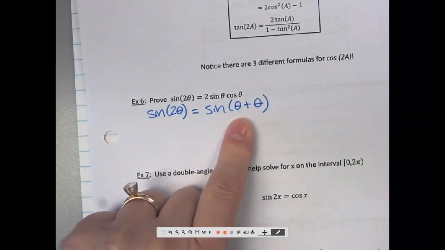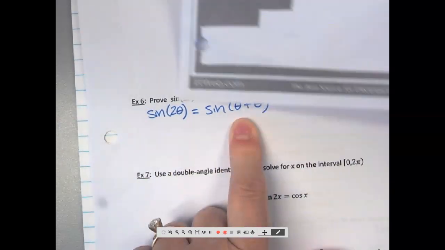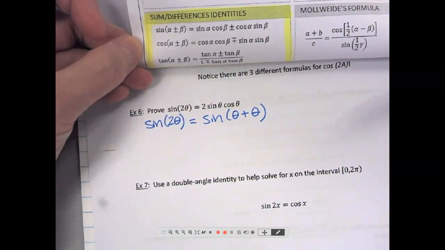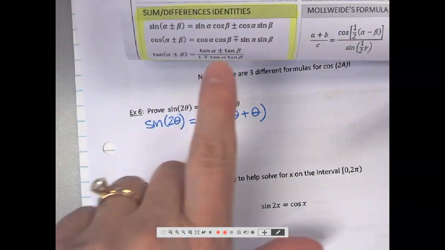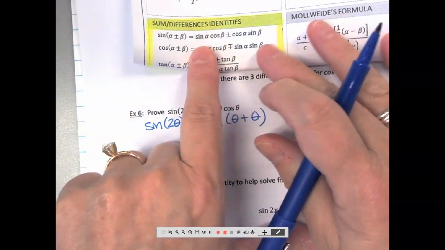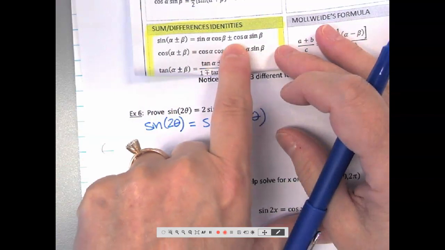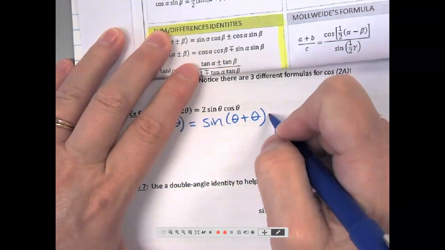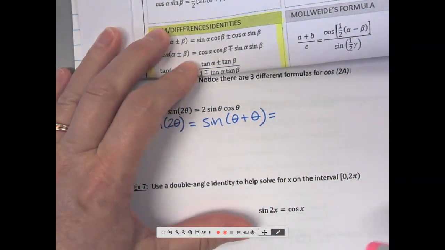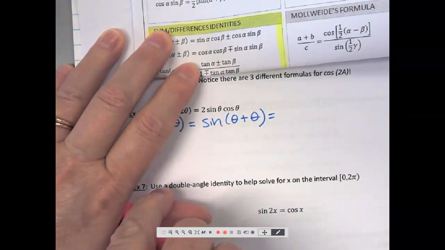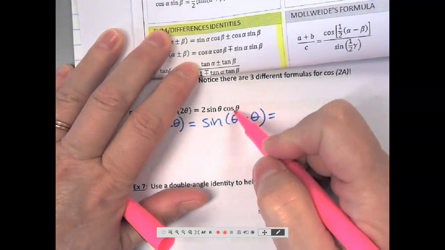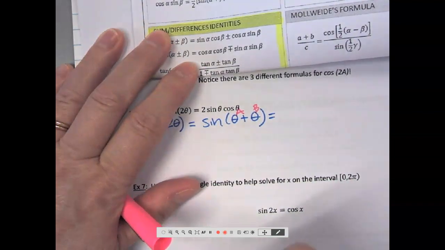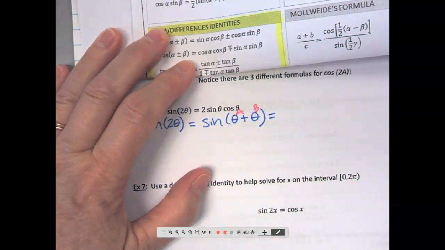Well, now, if I write it that way, I can use a sum or difference identity that we talked about yesterday. So since it's sine and it's added, I'm going to use this top formula right here. And when it's added here, it will be added over here on the right-hand side. So I'm going to set this up. But what is my A and B value here? Theta and theta. This is A, this is B. So they're both going to be theta. So that's kind of interesting.